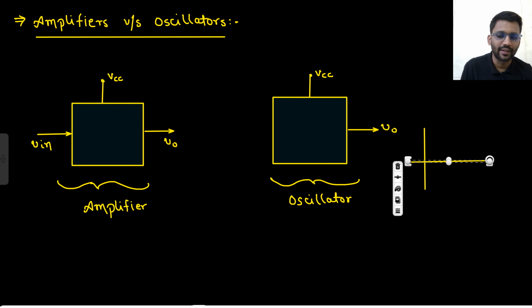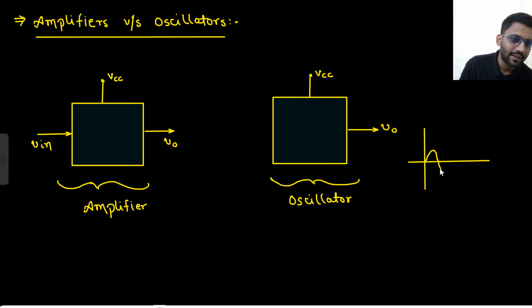Output can keep on oscillating, and how it will oscillate, we don't even know. It can keep on increasing like this, or it may happen that it keeps on decreasing like this, or it may happen that it remains sustained. Sustained means the oscillations remain the same. So anything can be there at this output.